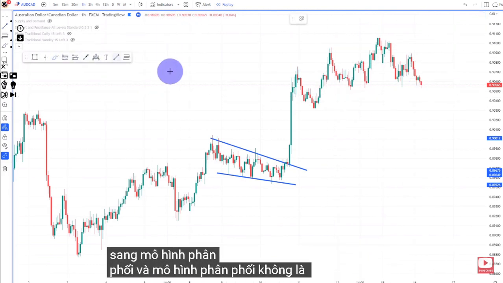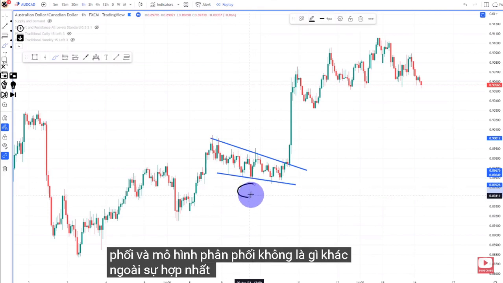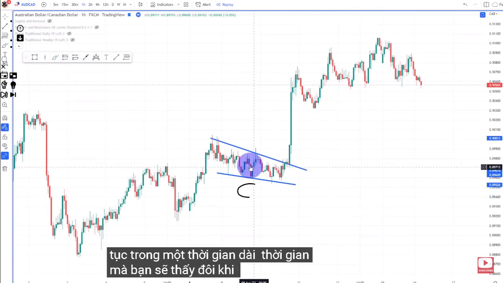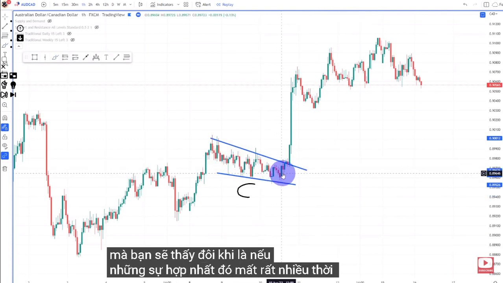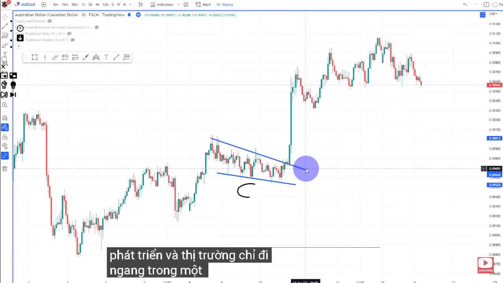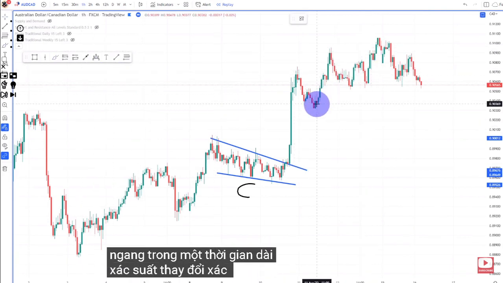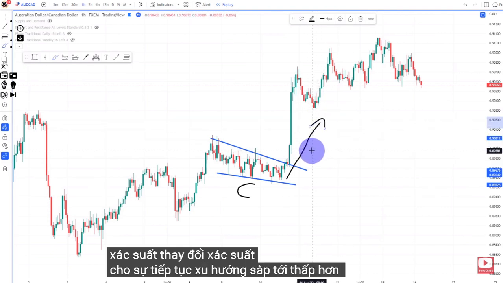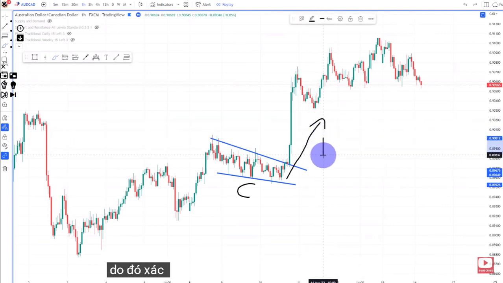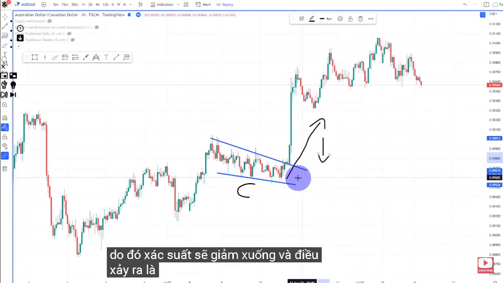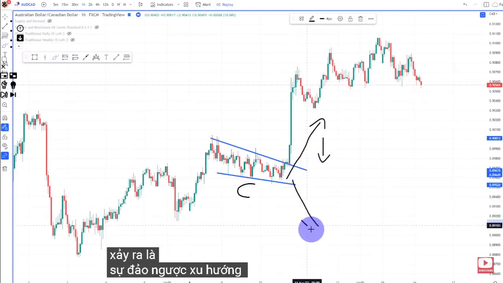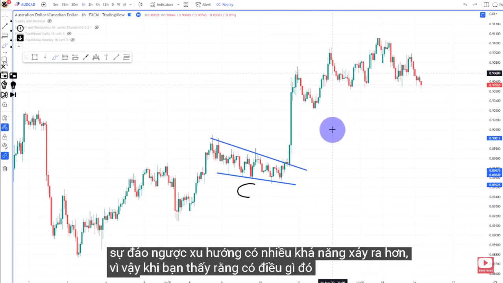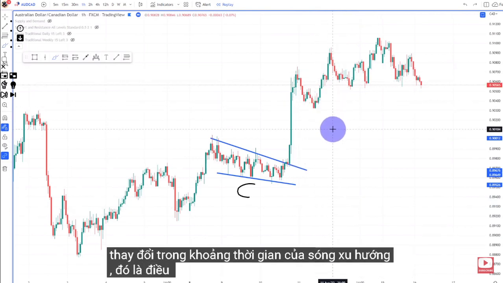And a distribution pattern is nothing but a consolidation that just keeps going for an extended period of time. What you will see is sometimes that if those consolidations take very long to develop and the market just goes sideways for a long time, the probability changes. The probability for a coming trend continuation is much lower. So the probability will go down, and what happens is that a trend reversal becomes more likely. So when you see that there is something changing in the duration of trend waves, that's your first important tell.